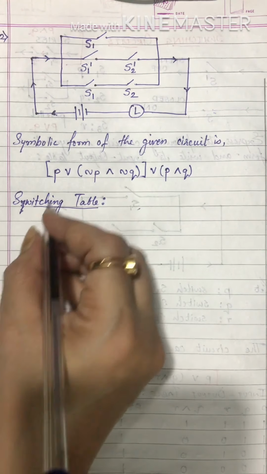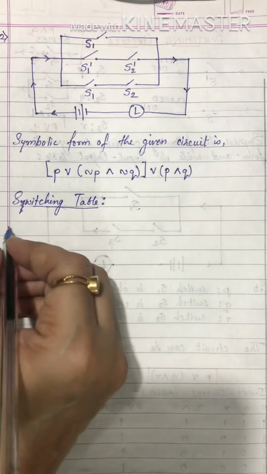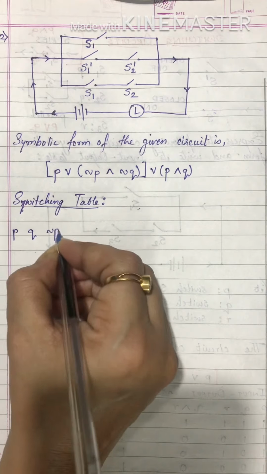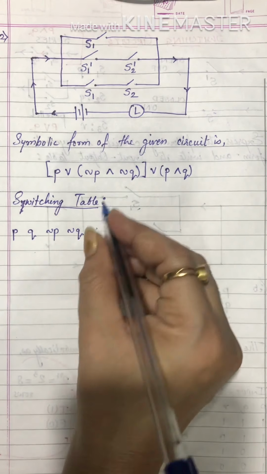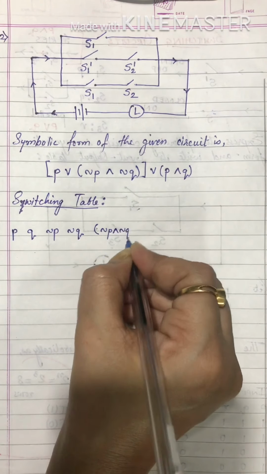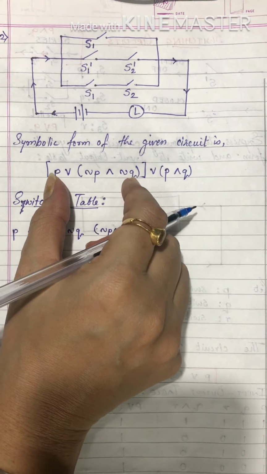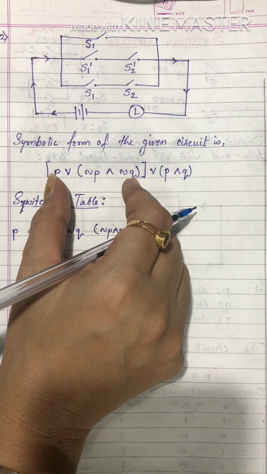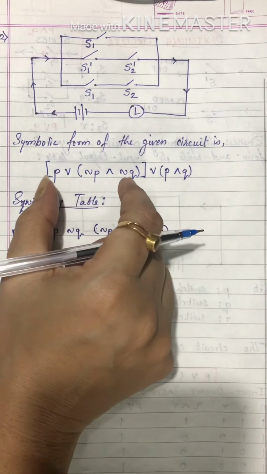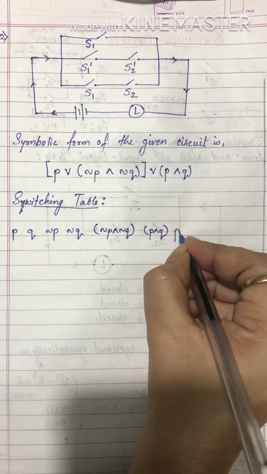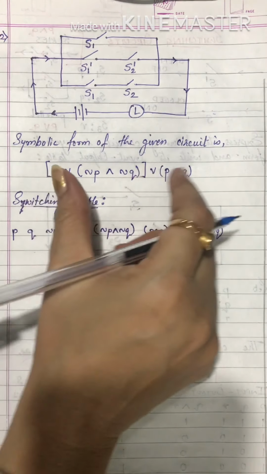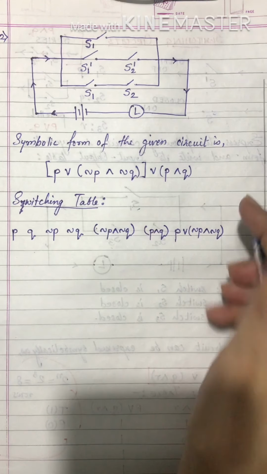Switching table, so it's a little lengthy statement pattern. P, Q, we need a negation P, we need negation Q, and then we need this full thing. So I write negation P and negation Q, then we need this full thing. So before that I will take P and Q, then we need this full thing, which is P or negation P and negation Q, and then the whole statement pattern, last column.